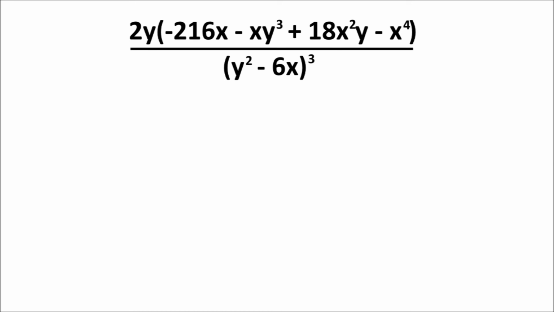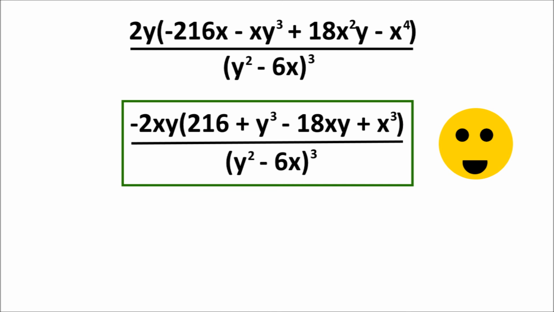We get our final answer as negative 2xy times 216 plus y cubed minus 18xy plus x cubed, all over y squared minus 6x cubed.